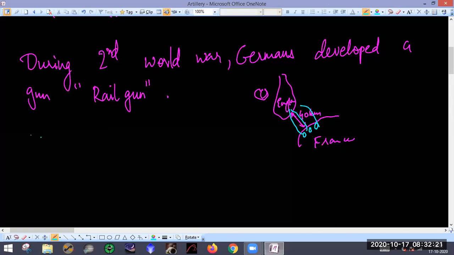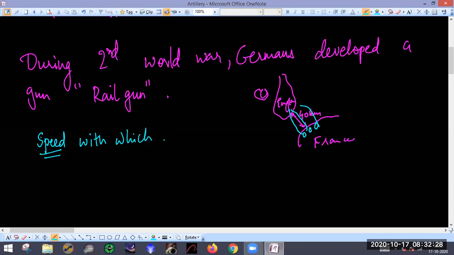So can you find the speed with which the gun fires? Can you find the speed with which the rail gun fires? Very practical question, a wartime situation. What is this distance again? It is at least 40 kilometers. Can you find the speed with which this rail gun used to fire? Do it quickly. Take G as 10. Okay, no problem. This is going to be an approximate answer.